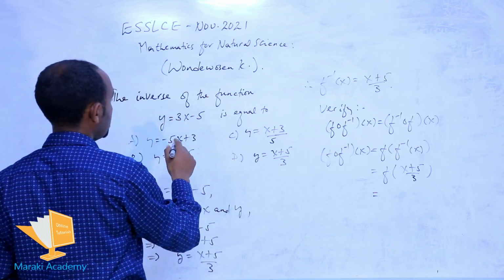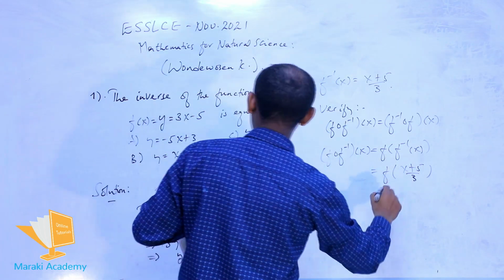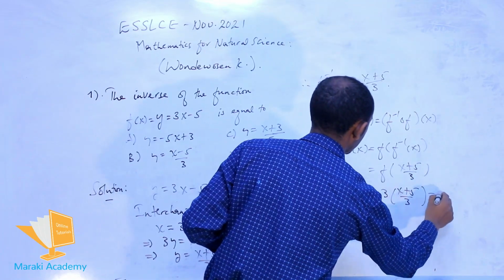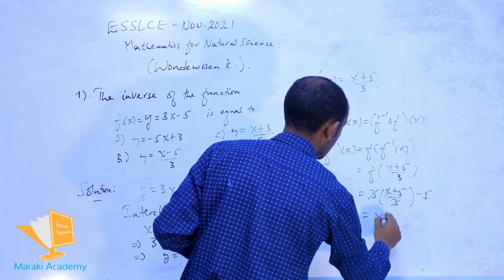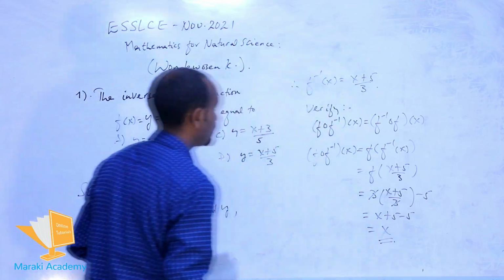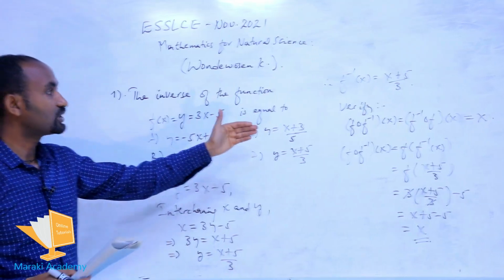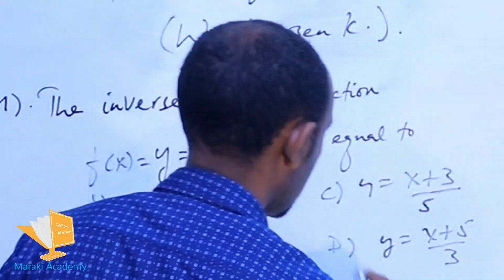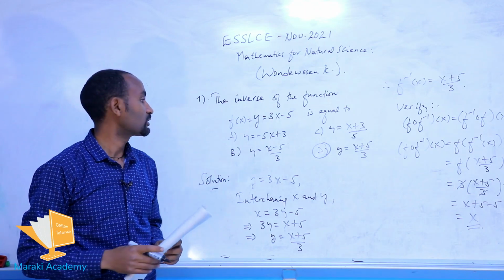This is f of x, which is nothing but y. So 3 times (x plus 5) over 3 minus 5. You cancel 3 by 3, x plus 5 minus 5, which is equal to x itself. This is how we verify that f inverse is indeed the inverse of the function f of x. So the answer is D. Let's continue to the next question.